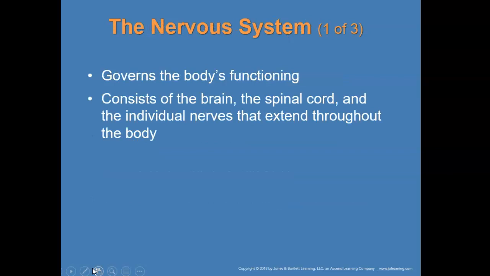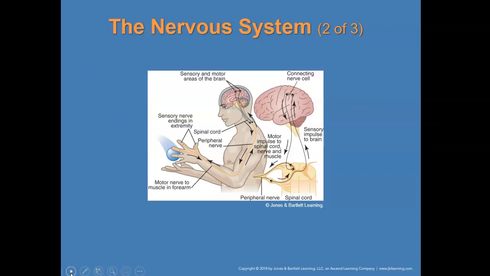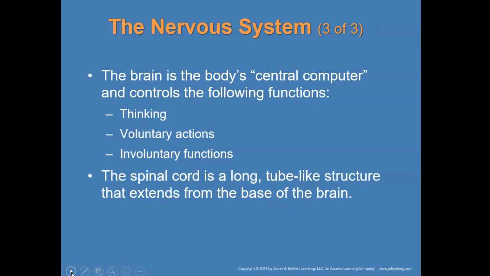Okay, the nervous system governs the body's functioning. It consists of the brain, the spinal cord, and the individual nerves that extend throughout the body. So there are sensory and motor areas in the brain, and you've got your peripheral nerves, your spinal cord, motor nerves. They're going to explain this more as I go on. The brain is the body's central computer and controls the following functions: thinking, voluntary actions, and involuntary actions. The spinal cord is a long tube-like structure that extends from the base of the brain.